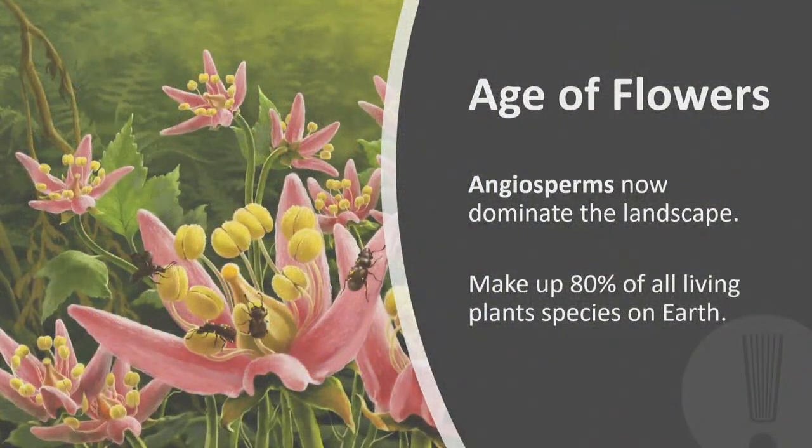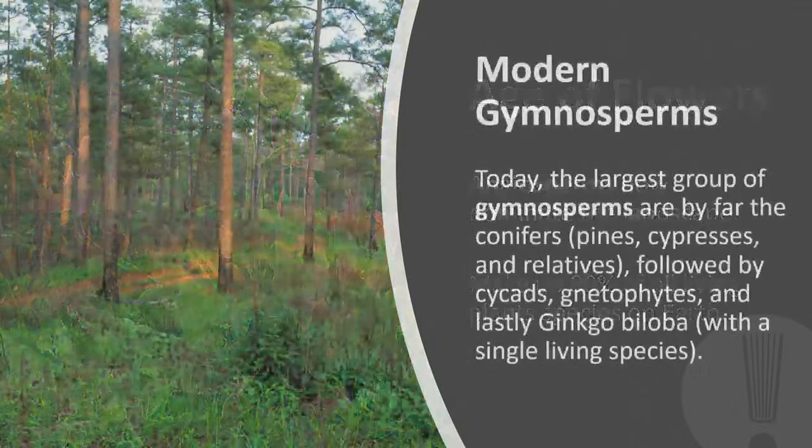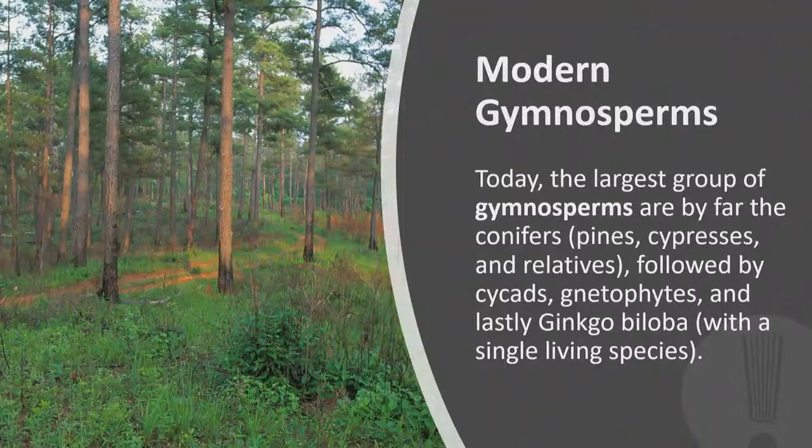And this is the age of flowers that we're currently in. This kind of takes us up to our current landscape. These angiosperms now dominate, making up 80% of all plant species on Earth. Of the modern gymnosperms, the largest group is by far the conifers. So these are pines, cypresses, and their relatives, followed by the cycads, which there are still some of those around.